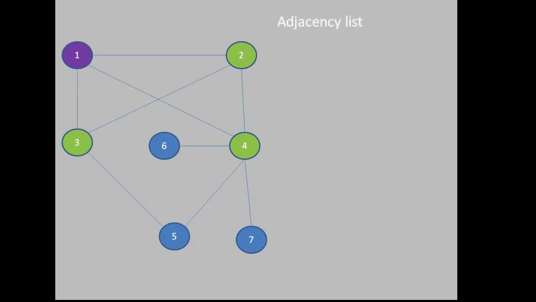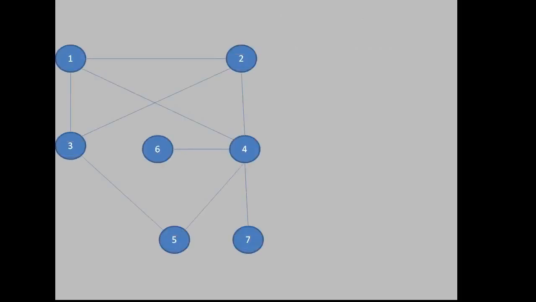To find the adjacency list of 1, we take 2, 3 and 4 connected to 1, so the adjacency list of 1 is 2, 3 and 4. Similarly, we can find the adjacency list for all vertices like this.